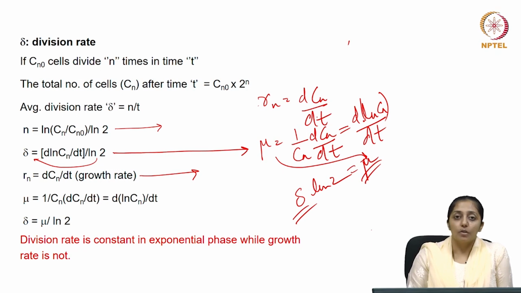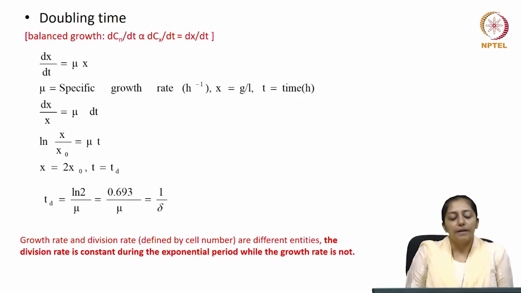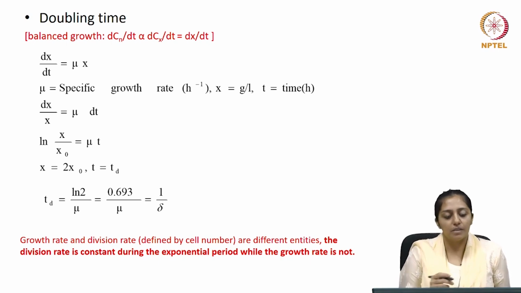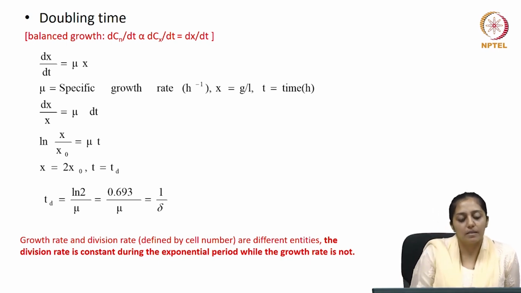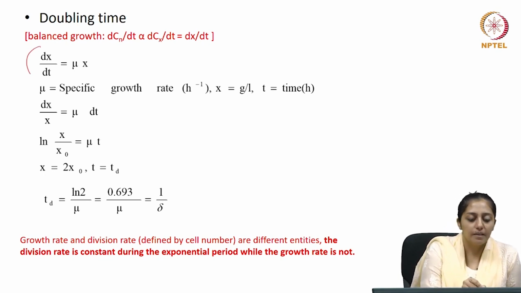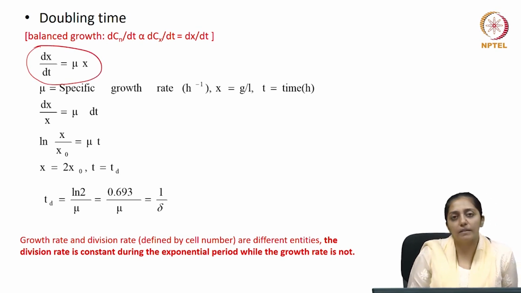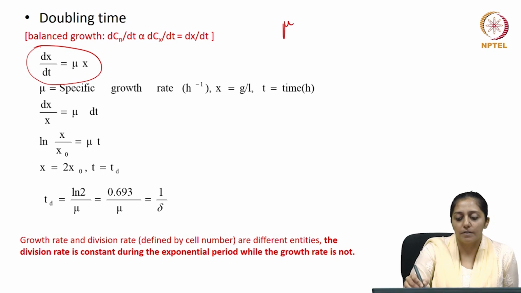However, the growth rate, which is dCn by dt, will not be a constant, will keep on increasing during the exponential phase. Let us try to find a correlation between the division rate and the doubling time as well as the specific growth rate. So, as you can see on the slide, this is easy to understand. I have told you earlier dx by dt is equal to mu x. Mu stands for your specific growth rate. So, it has been normalized with respect to the biomass concentration.